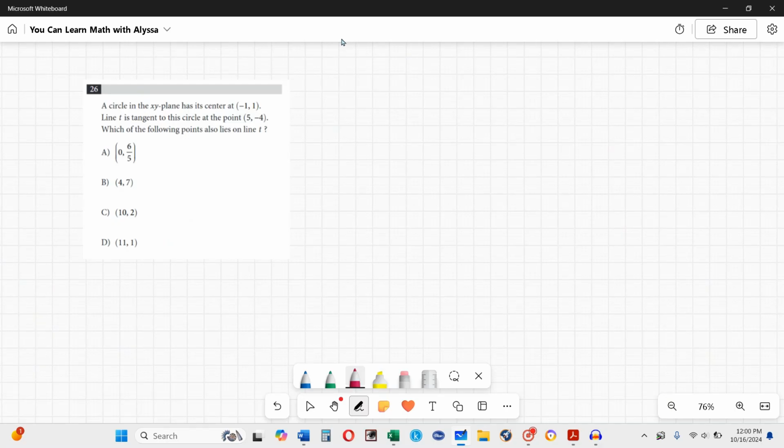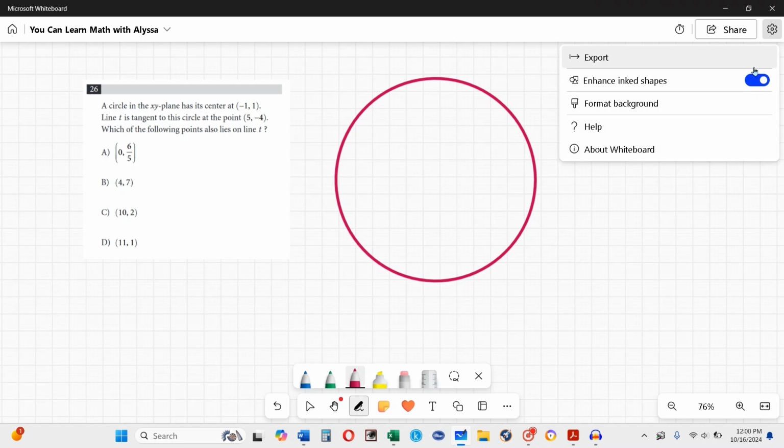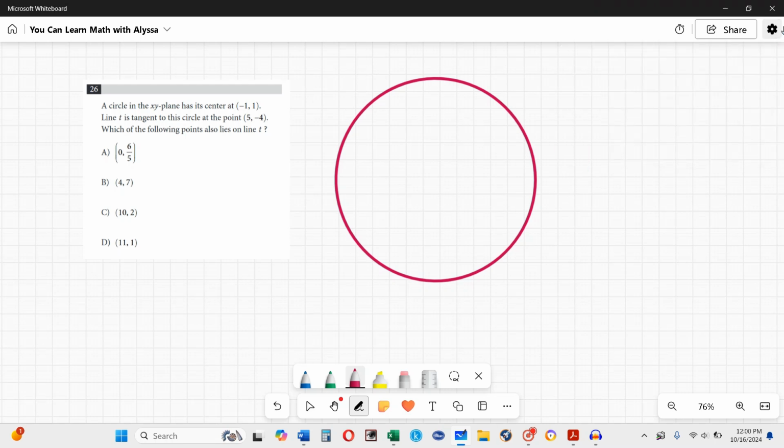Number 26, a circle in the xy plane has its center at -1, 1. Okay, I have tried drawing this on a grid and I wasn't able to do it, so we're just going to kind of imagine the grid. I'm just going to put the numbers that were given. Okay, so its center is at -1, 1.